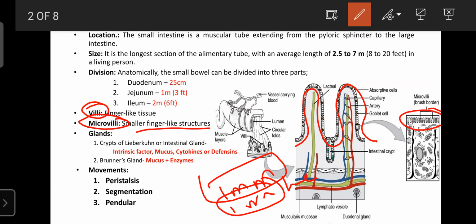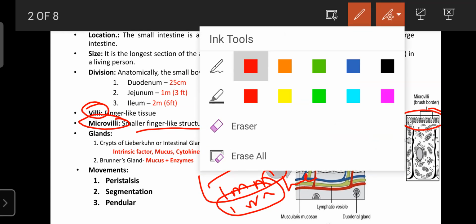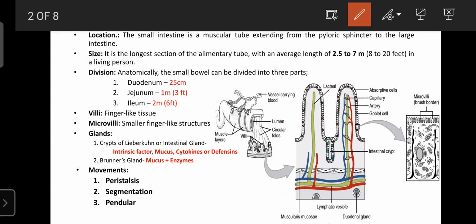So regarding the glands, the small intestine mainly consists of two types of glands. It gets secretions from the gallbladder in the form of bile, and it gets secretions from the pancreatic gland in the form of pancreatic juice. But along with them, the small intestine has its own glands, known as the small intestine glands.